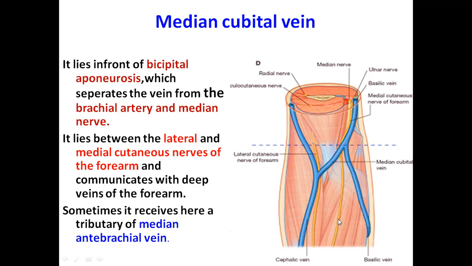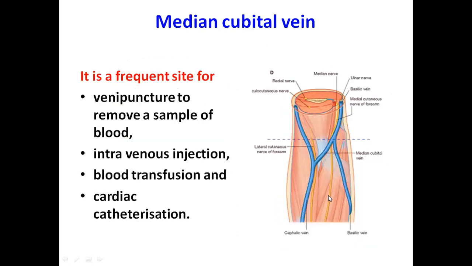I will show you. Of course, it is not shown here, but in the initial slides I have shown you there is one vein in the midline. What is that? Median antebrachial vein, which is also called median vein of forearm. I will show you. Okay, that means this median cubital vein is sometimes receiving the median vein of the forearm, also called the median antebrachial vein.